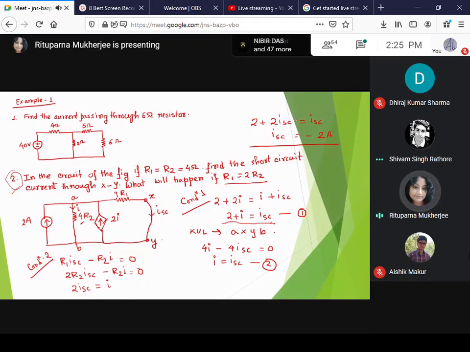I'm just putting the value of I here. I equals 2 ISC for the second condition. If R1 equals 40, I'm just putting the value here. So ISC equals minus 2 A. Yes, ma'am. Got it. Thank you. Okay.